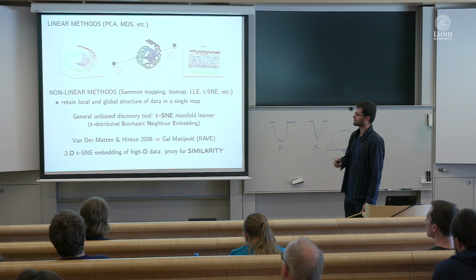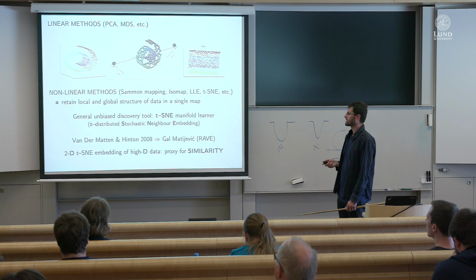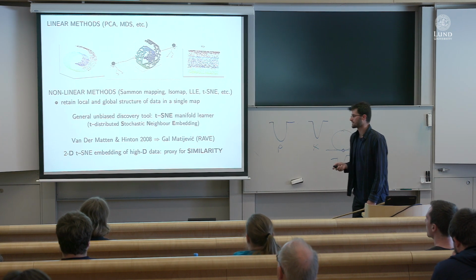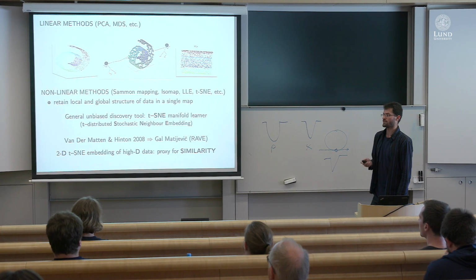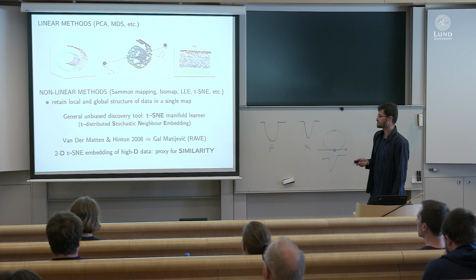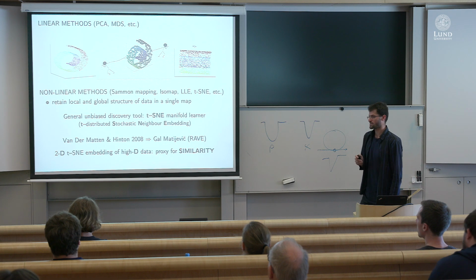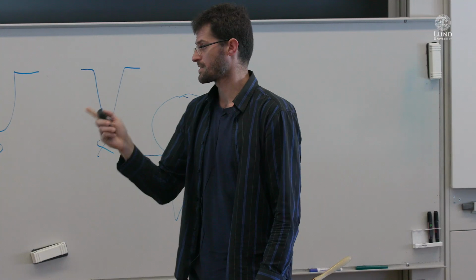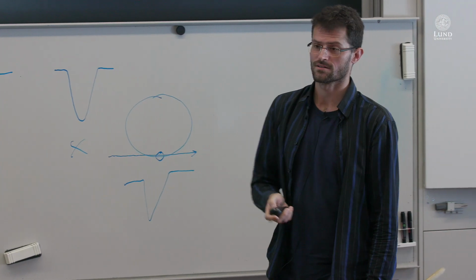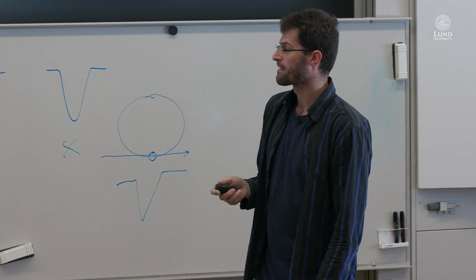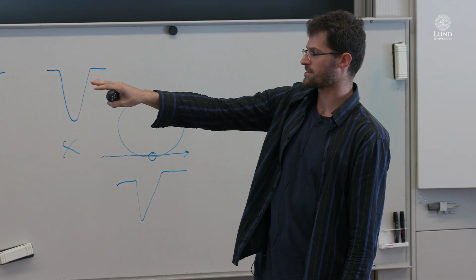There are many nonlinear methods to choose from. And as I mentioned, we figured out that t-SNE is by far the best among them. This method was developed by van der Maaten and Hinton in 2008. It was later brought to our attention by one of our colleagues, Gal Matijevič, and used on the spectra from the RAVE survey. It stands for t-distributed stochastic neighbor embedding.